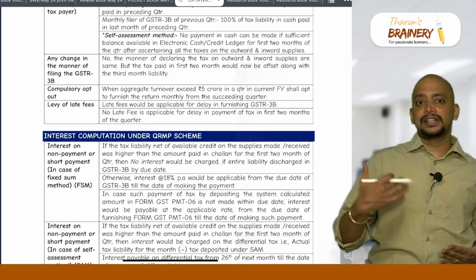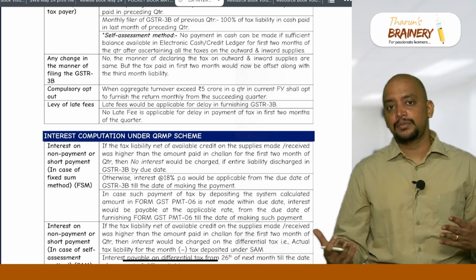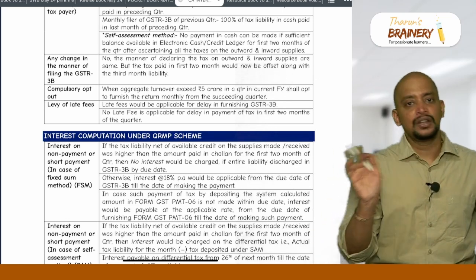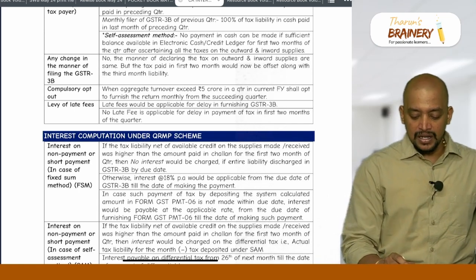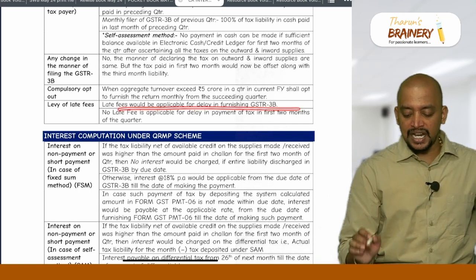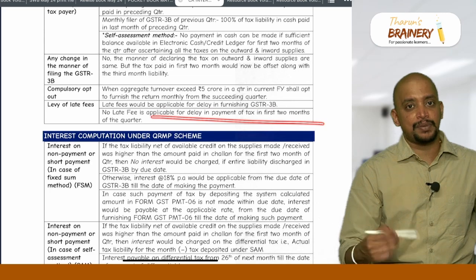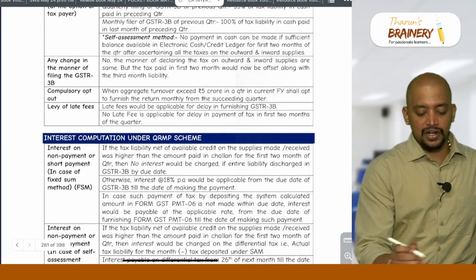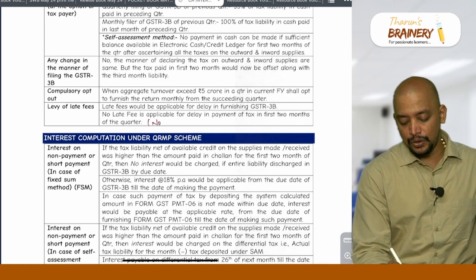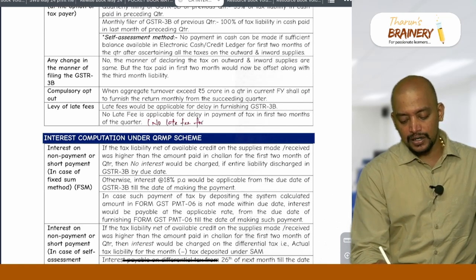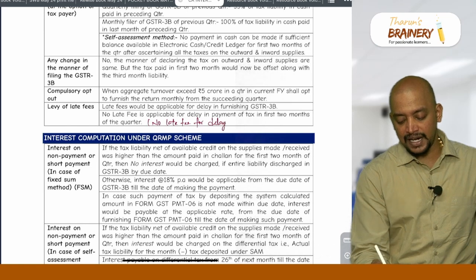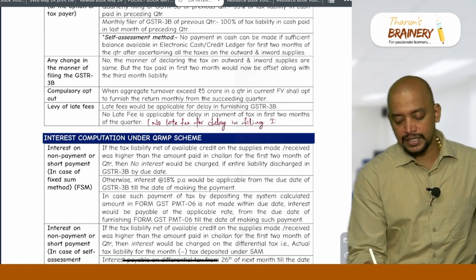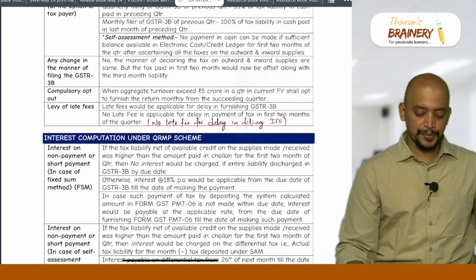So because of filing GSTR1 and 3B late beyond the time limit, we have to pay the late fee, but for IFF no need to pay any late fee. So late fee would be payable for delay in furnishing 3B, no late fee for delay in payment of tax. Then also no late fee for delay in filing IFF. You just write down no late fee for delay in filing IFF, delay in filing invoice furnishing facility.